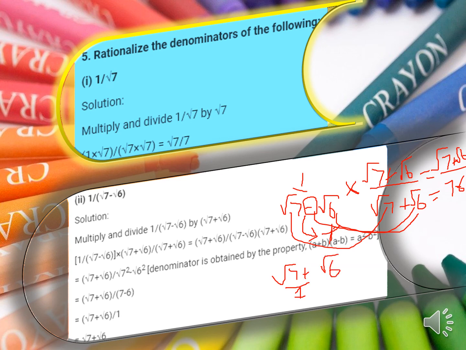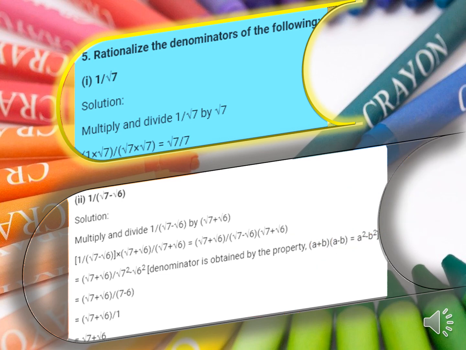So the answer, we can say it as root 7 plus root 6. Just root 7 and root 6. We can also take 1 in the denominator. There is nothing wrong in that. Here 1 is default in every number. That is, it can be said as 0 by 1, 1 by 1. In every number 1 is default. That is, in integers, whole numbers, rational numbers, irrational numbers, 1 is default. So we can just say the answer as root 7 plus root 6.